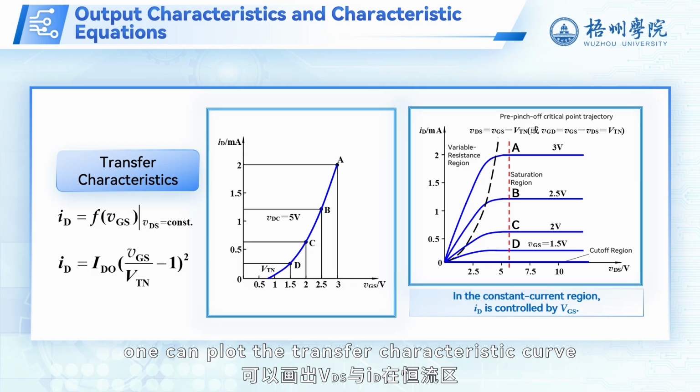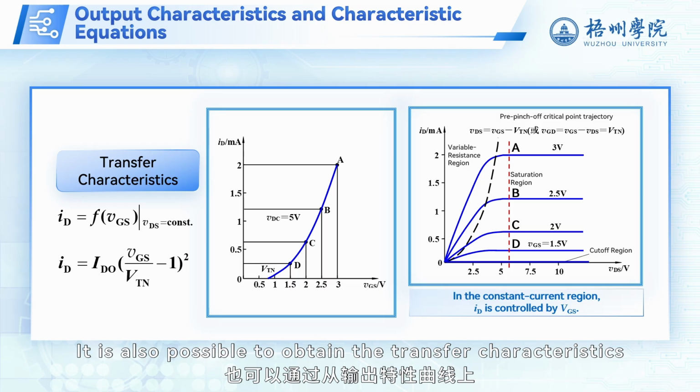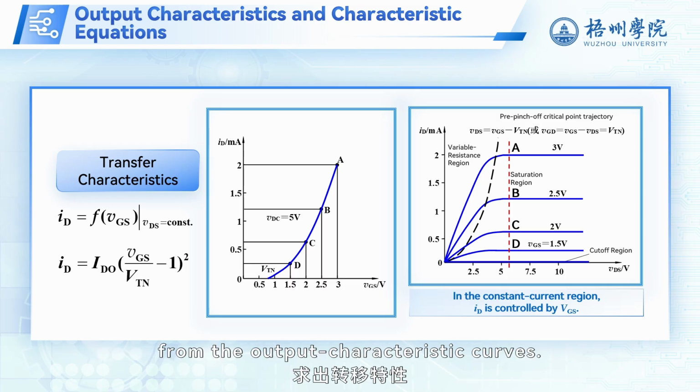one can plot the transfer characteristic curve of I_D versus V_GS at V_DS equals 5V. This is a quadratic curve. It is also possible to obtain the transfer characteristics by graphical construction from the output characteristic curves.